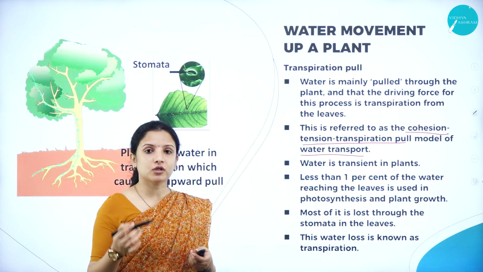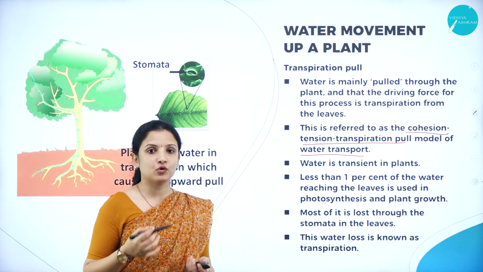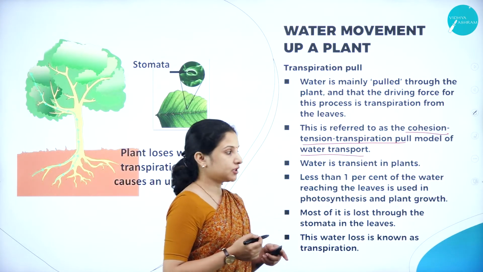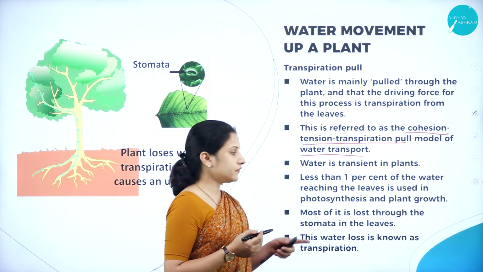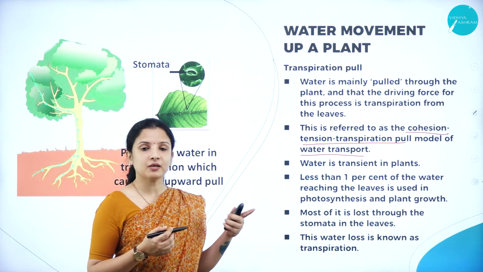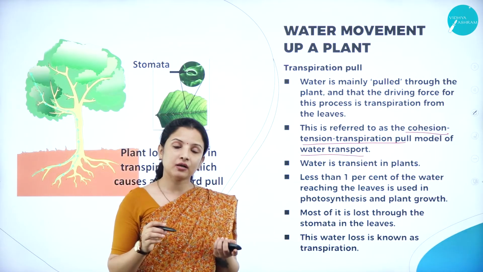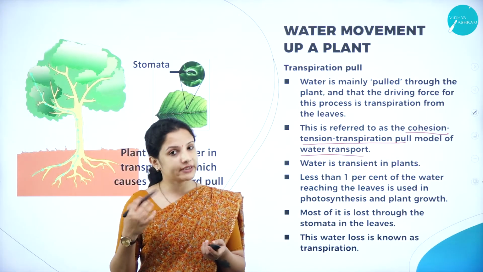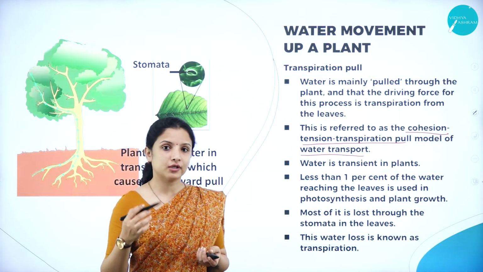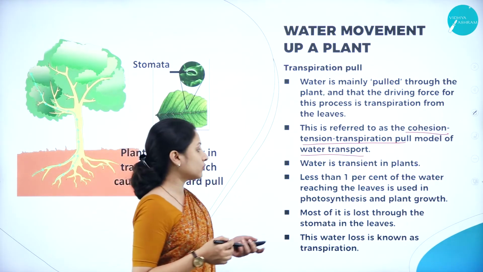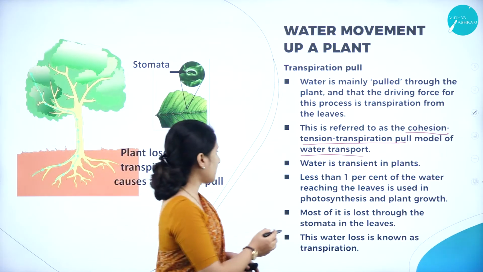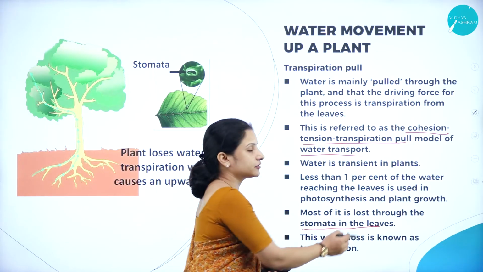We know that water is transported throughout the plant parts, and less than 1% of the water reaching the leaf is used in photosynthesis and plant growth, and the remainder, where will it go? It will be lost by a process called guttation and by a process called transpiration. We came to know about that earlier. So most of the lost water is through the stomata of the leaves, right? It is through the stomata.